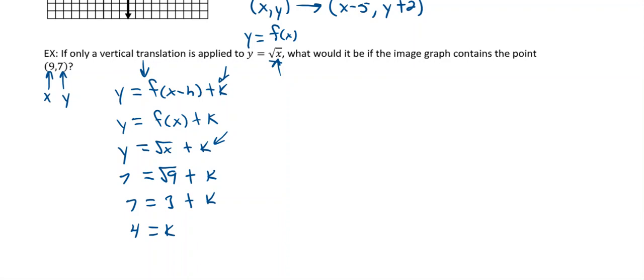So then we can say we know that there's going to be a vertical translation, a vertical translation of 4 up, right? And the equation in the end there would have been y is equal to the square root of x plus 4.